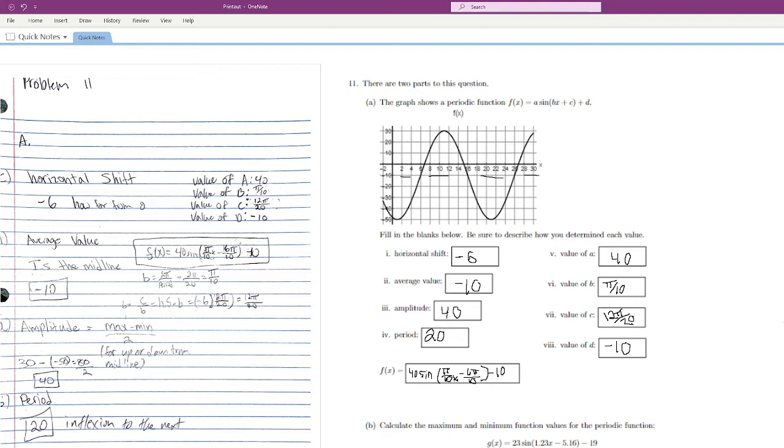So then I would find one inflection point, and then go to the next in which the wave would repeat. So it would go from 6 to 26, which had a width of 20, which gave us a period of 20 here. And since it starts at 6 on the x-axis, that means it shifted to the right by 6, making our horizontal shift -6. So then, now that we have these values here, we would have to go and find the actual values of A, B, C, and D.